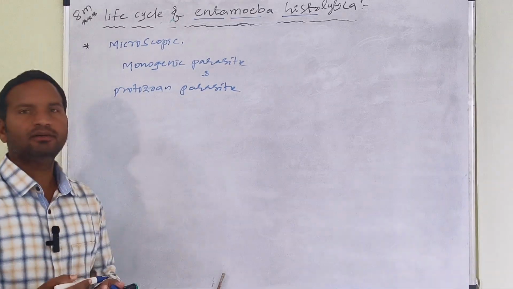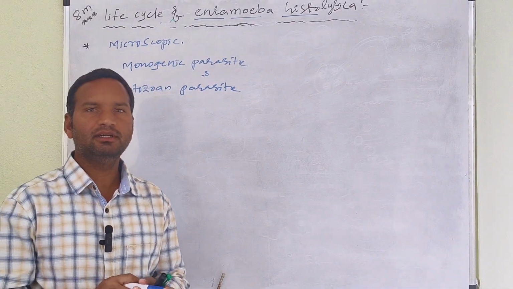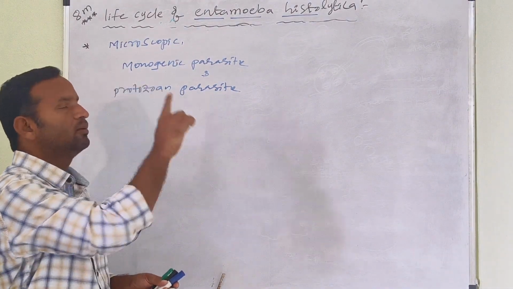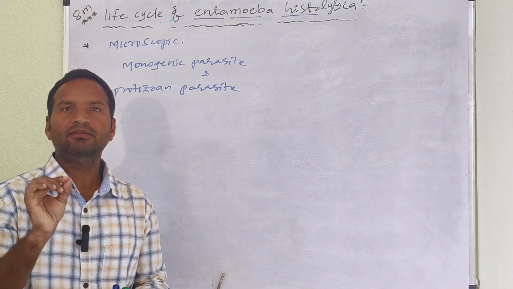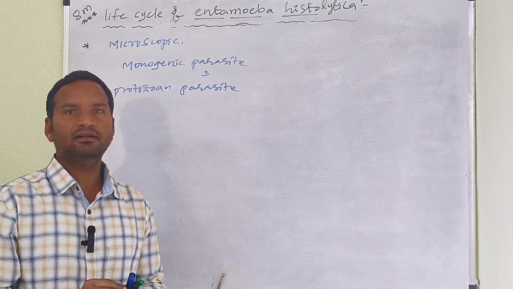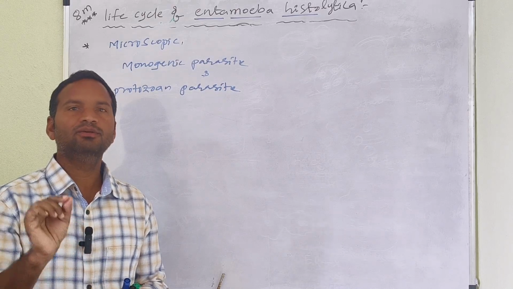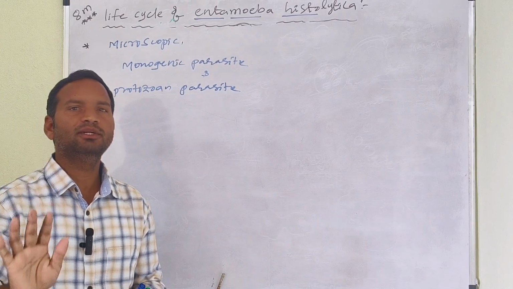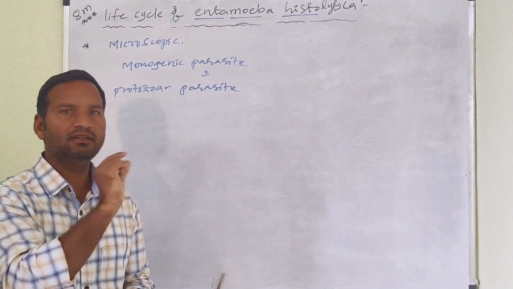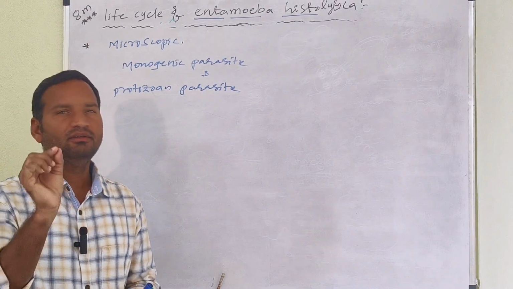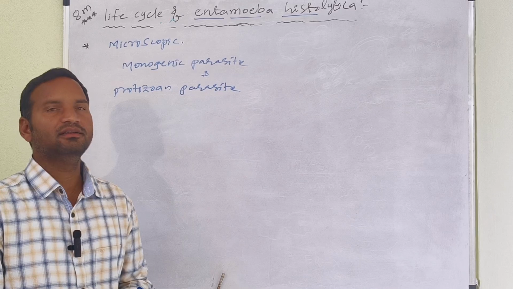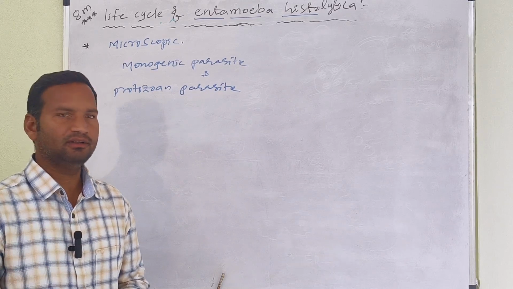The first point is what? The Entamoeba histolytica is a microscopic organism. It means if we want to see this organism, we must use the microscope. We can see it under the microscope only. That's why it is called a microscopic organism, meaning a minute insect, very small in size.